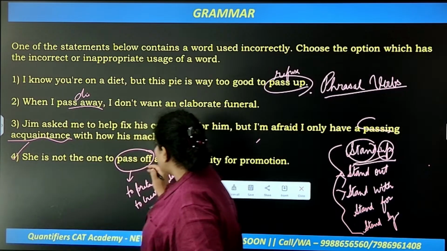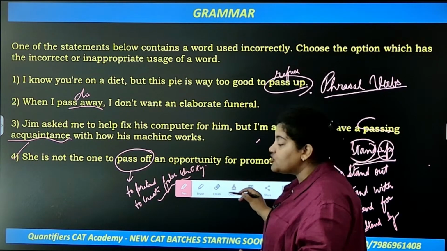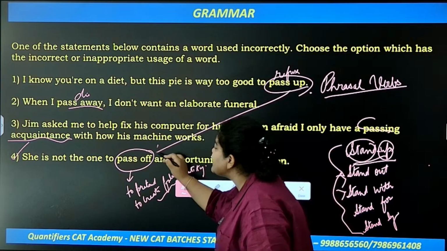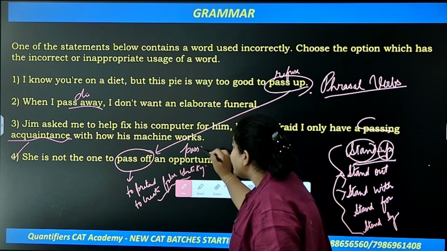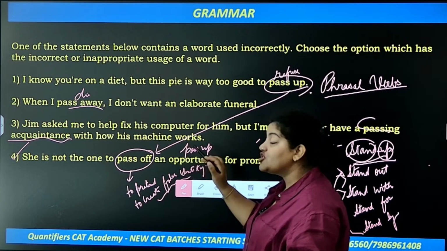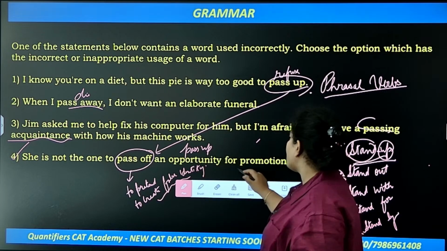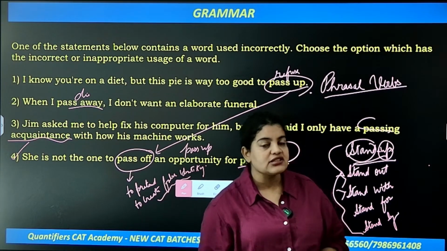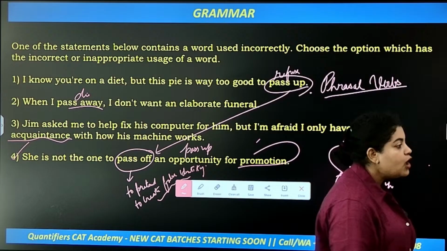So she is not the one to pass off an opportunity. So pass off should not come here. The correct phrasal verb here should be pass up. Okay, what is pass up? To refuse. So she is not the one to refuse an opportunity for promotion. So here the pass off was actually an incorrect phrasal verb.